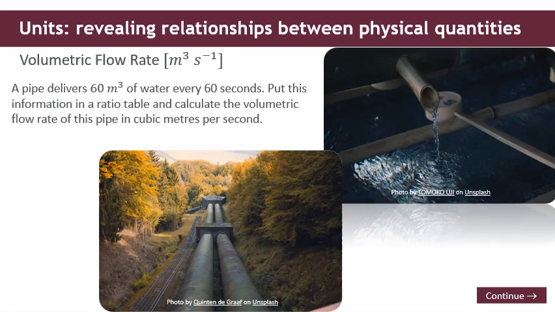So here's a physical quantity you might come across in your academic careers: volumetric flow rate in cubic meters per second. A pipe delivers 60 cubic meters of water every 60 seconds. Put this information in a ratio table and calculate the volumetric flow rate of this pipe, even though you don't have a formula. When you've done that, click the continue button.